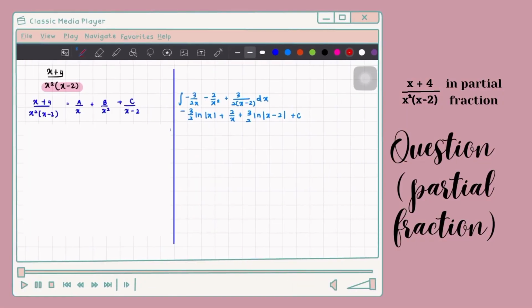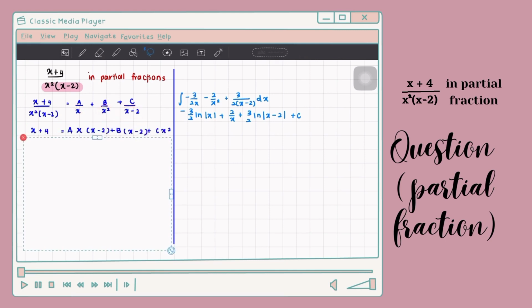So for the next question is x plus 4 over x squared in bracket x minus 2, in partial fraction. First thing first, we have to look at the denominator. So we have to separate x squared and x minus 2. Then we multiply all of this with x squared in bracket x minus 2. So we equal this.